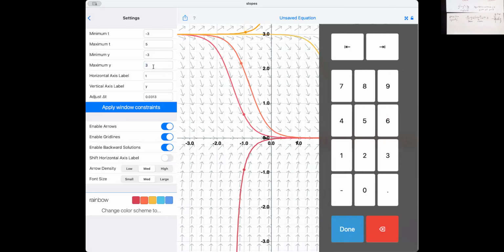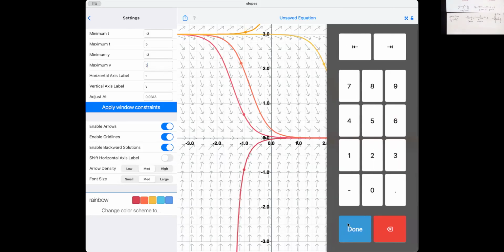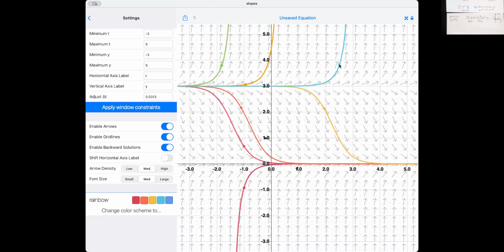let me change this so I can see a little bit more up the y-axis. As I go from left to right, I peel away from the line y equals 3. I go towards and converge upon the line y equals 0. Stable equilibrium, I'm going to get closer and closer to this one. Unstable equilibrium, I'm going to blow further and further away from it.